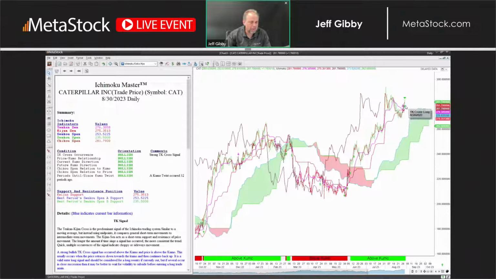So this should have given us a score of 6. Did we have a score of 6 on there, or did something change since we ran the scan? But right now we've got a perfect score of 6. If we wanted to break that out, the TK cross is bullish. The relationship between the price and the Kumo, the price and the cloud, is bullish. The current Kumo direction is bullish. Into the future is bullish. The Chikou span and its relationship to the Kumo, all of this is broken down for you.